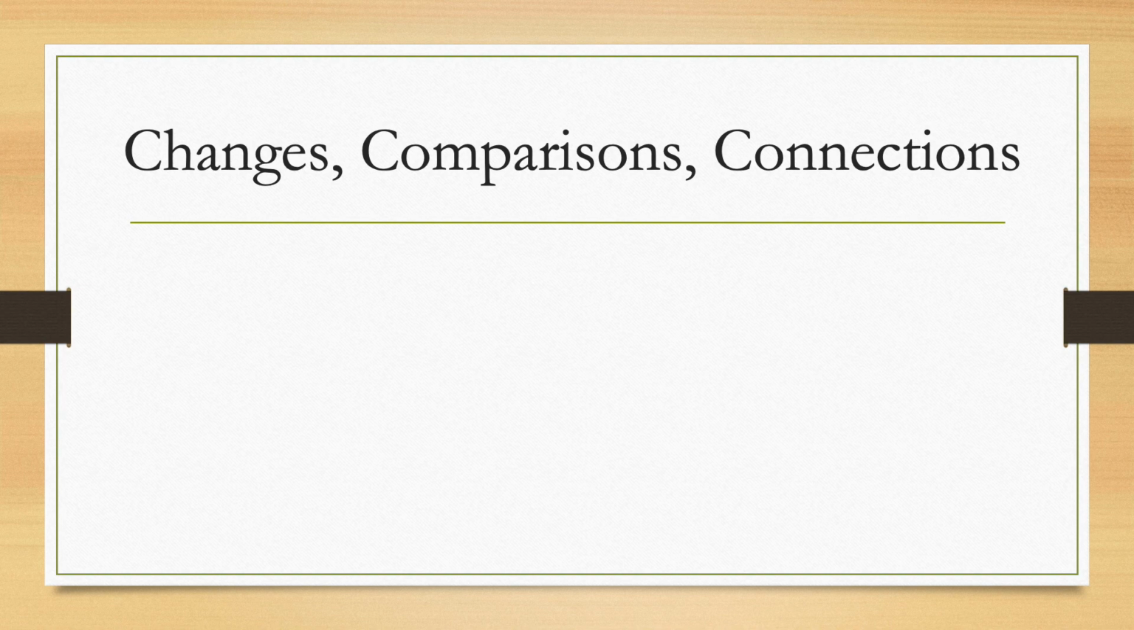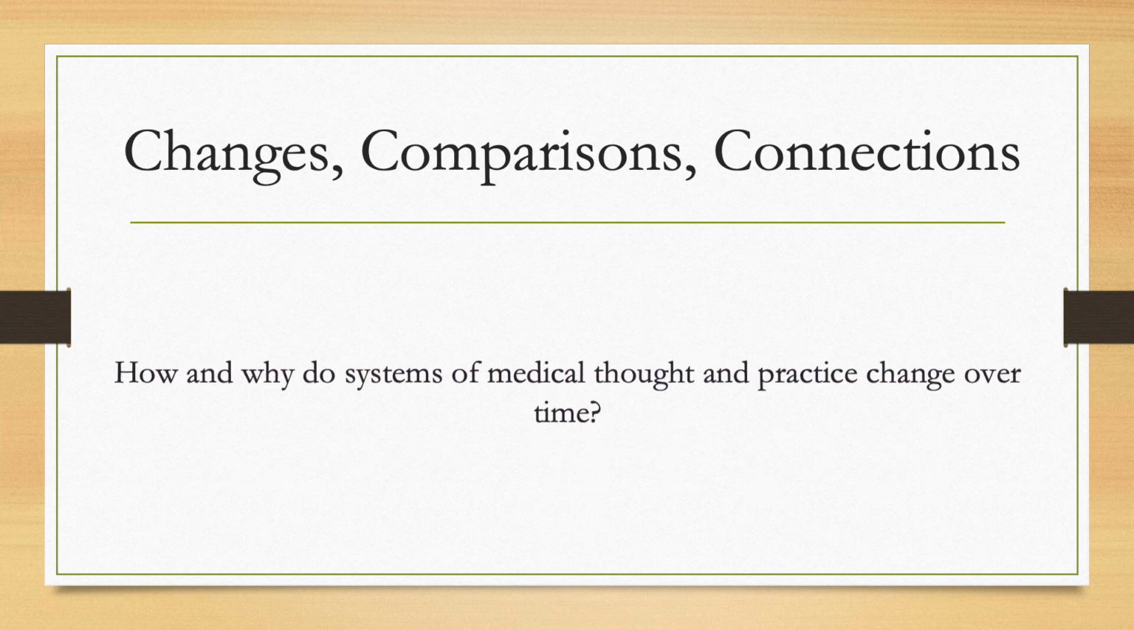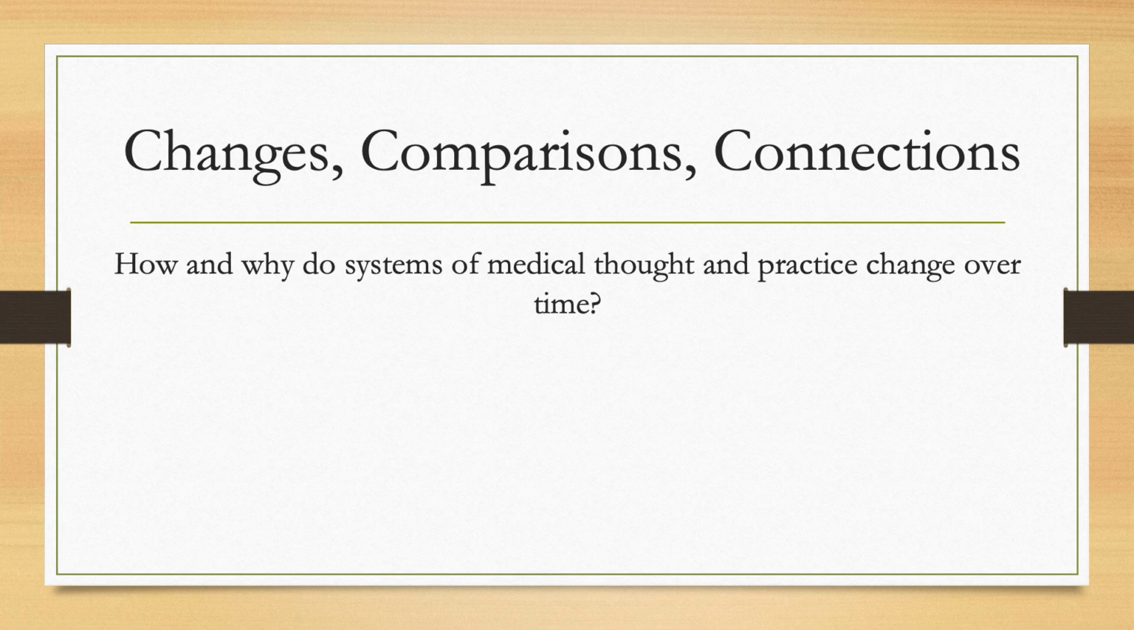One of our big questions, obviously, this is a history class, so we're concerned with changes. How and why do systems of medical thought and practice change over time? And in particular, what impact do social, cultural, economic, and political factors have on those changes?